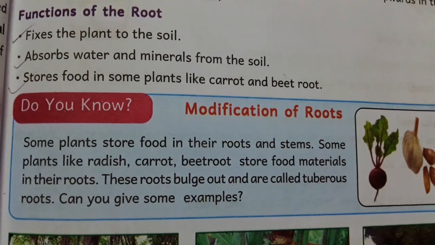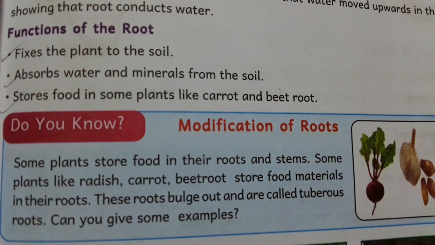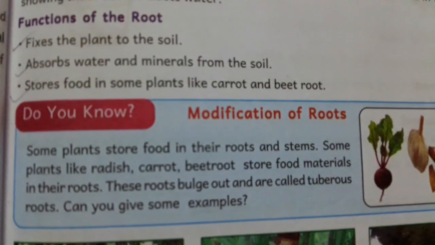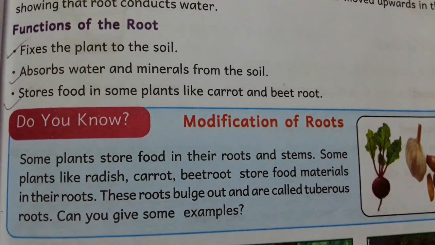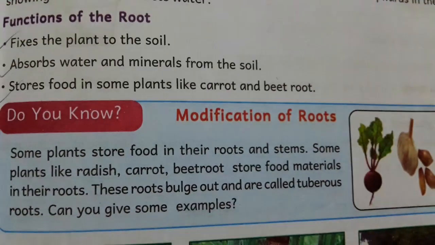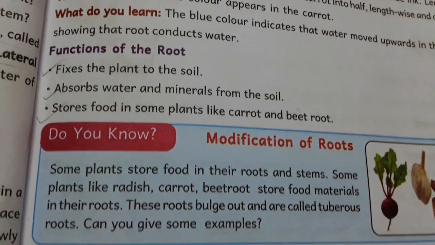Some plants store food in their roots and stems. Some plants like radish, carrot, beetroot store food materials in their roots. So these roots bulge out and are called tuberous roots. Can you give some examples? Other examples for this are turnip and also sweet potato.